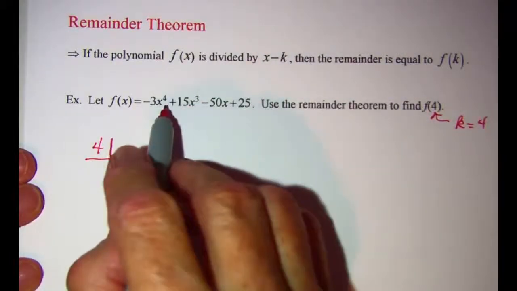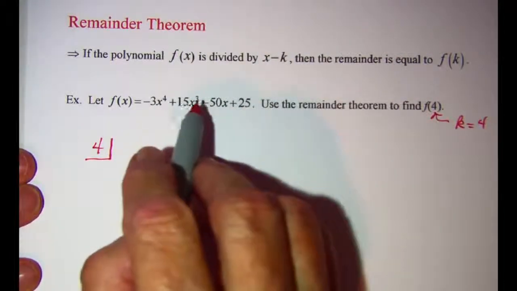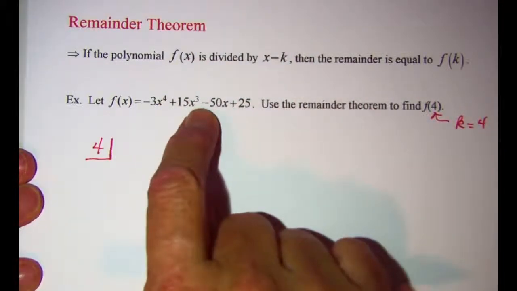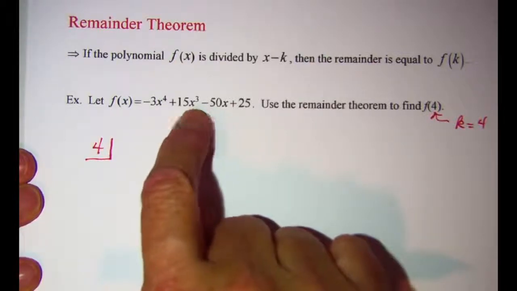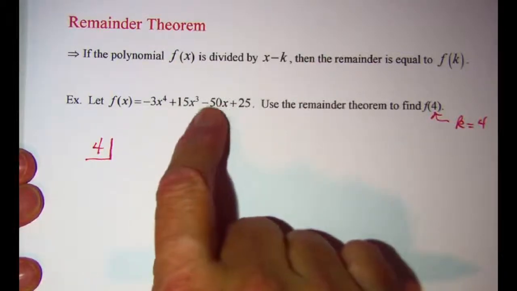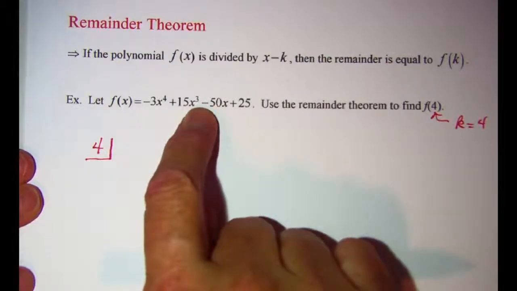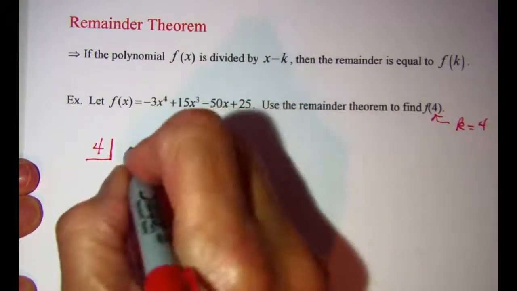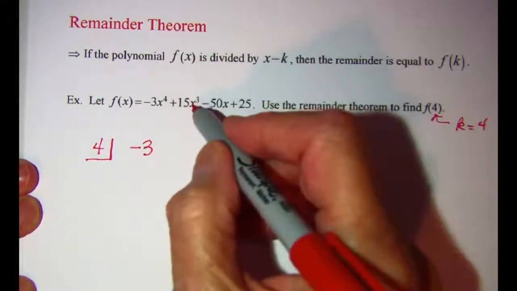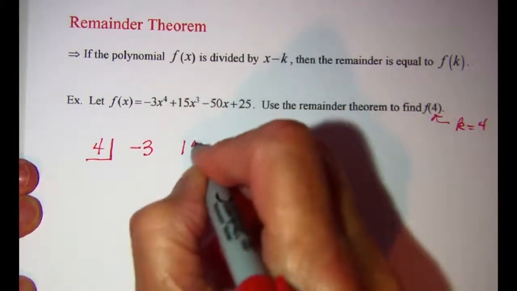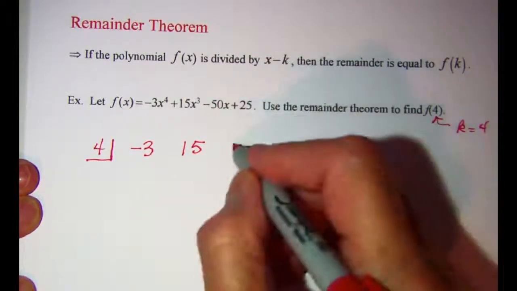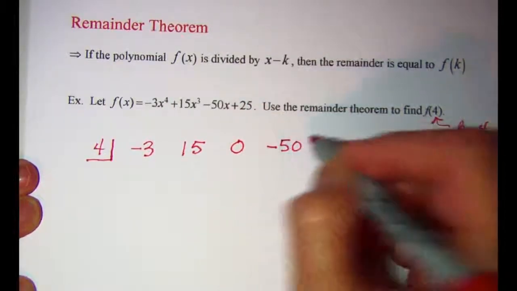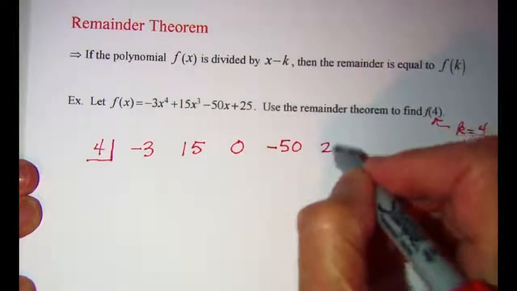And then remember that for synthetic division, we just write the coefficients. Now I'm going to point out that we're missing our x squared term in between the x cubed term and the x term. So I need to remember to put a 0 there to hold that place. All right, my x to the fourth coefficient is negative 3. And then my x cubed coefficient is 15. My x squared coefficient is 0. My x coefficient is negative 50. And my constant is 25.